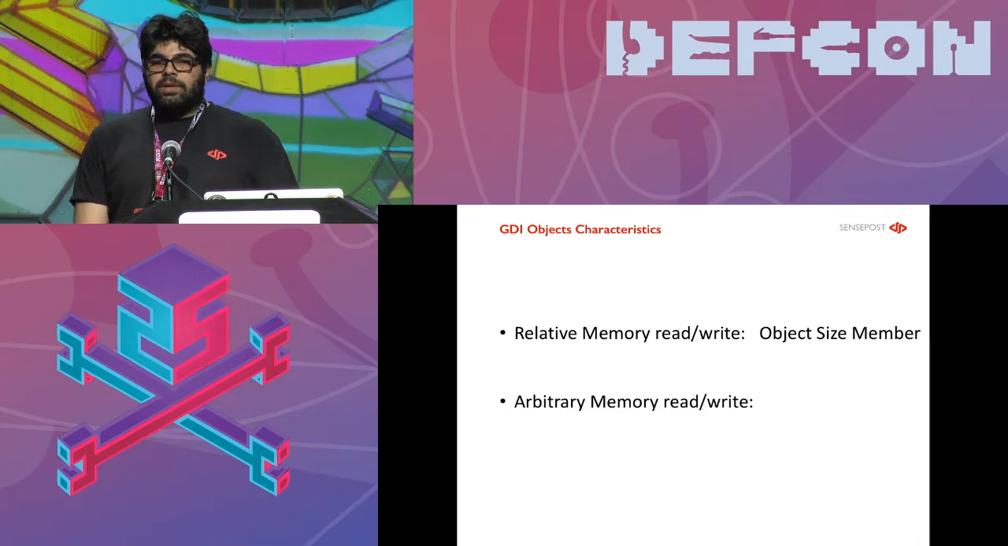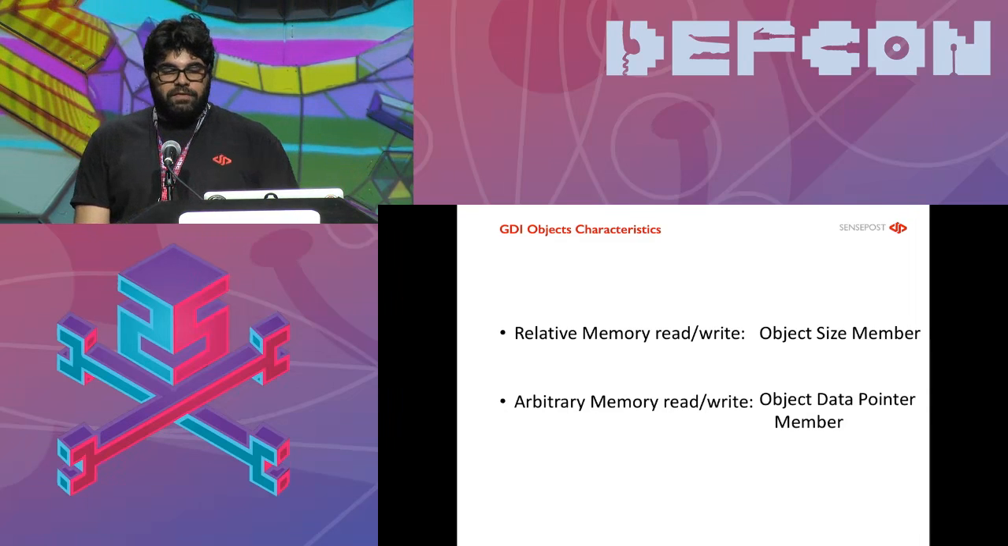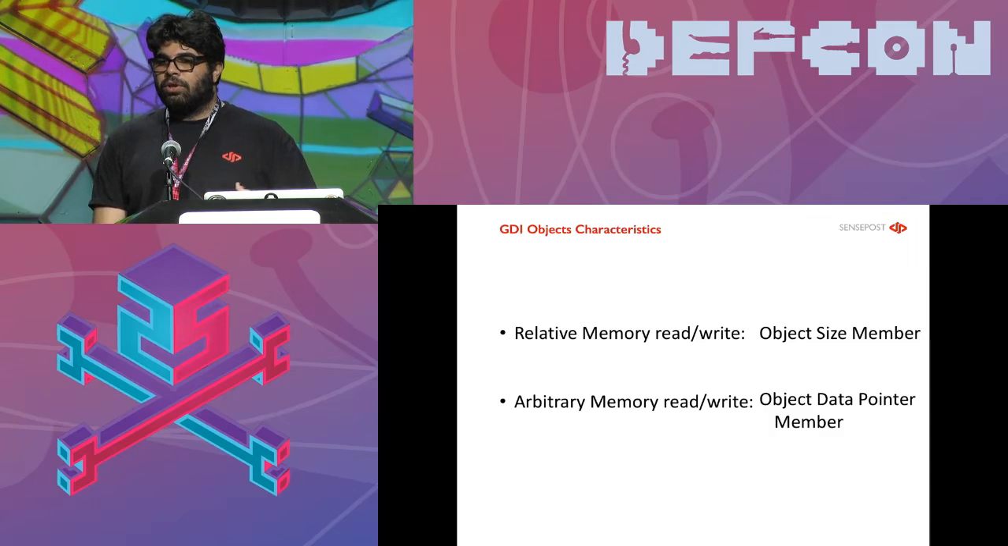If we want arbitrary memory read and write, the object has to have some sort of data pointer that, if you can corrupt or control its value, lets you read and write from any location in kernel space memory.